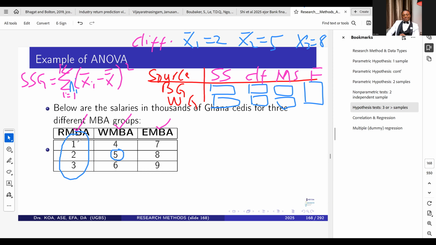So you add all of this. When you add all of them, you get 45. Then you divide the 45 by 9, and that will give you 5. Therefore, the X bar bar is equal to 45 divided by 9. Write it down, which is 5.